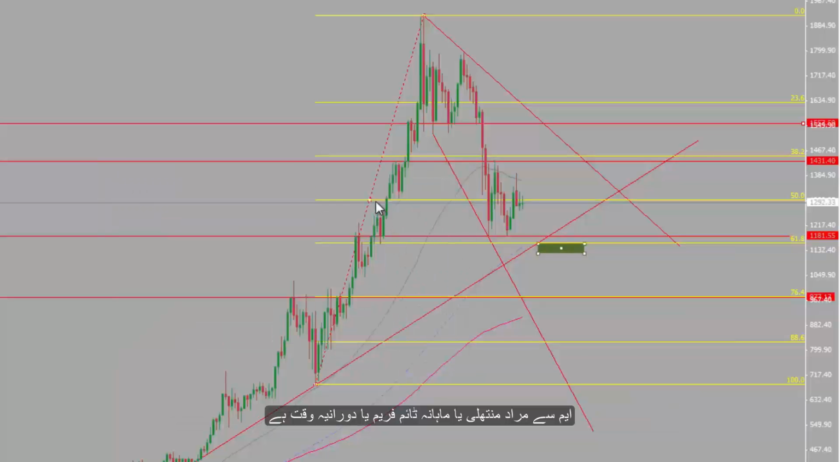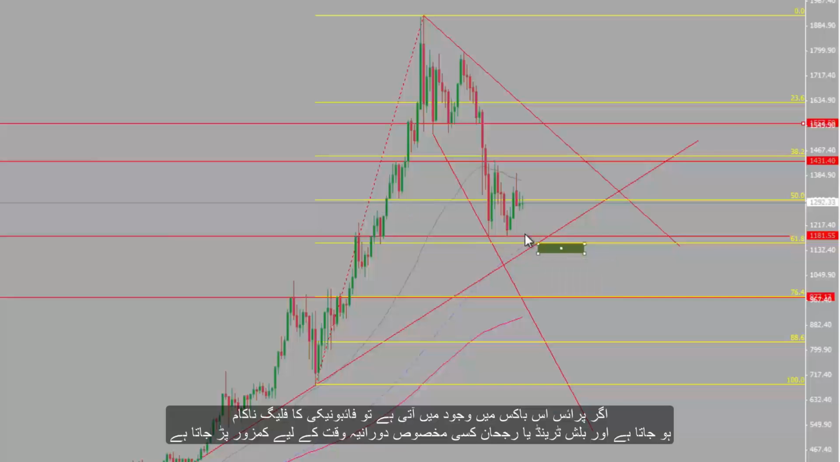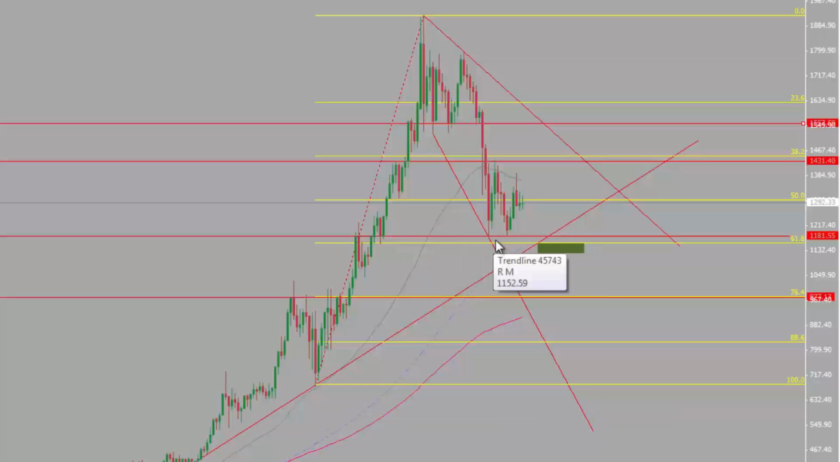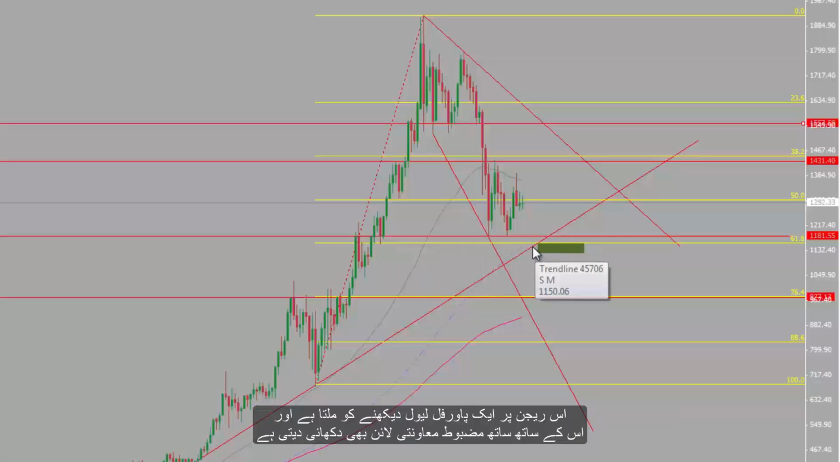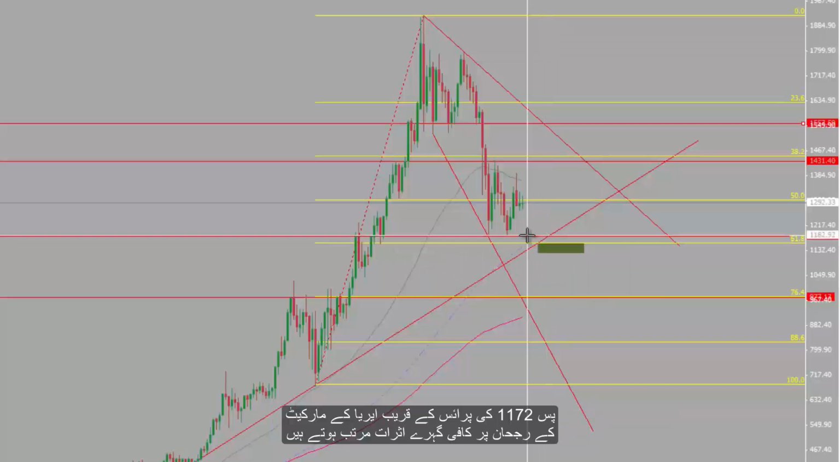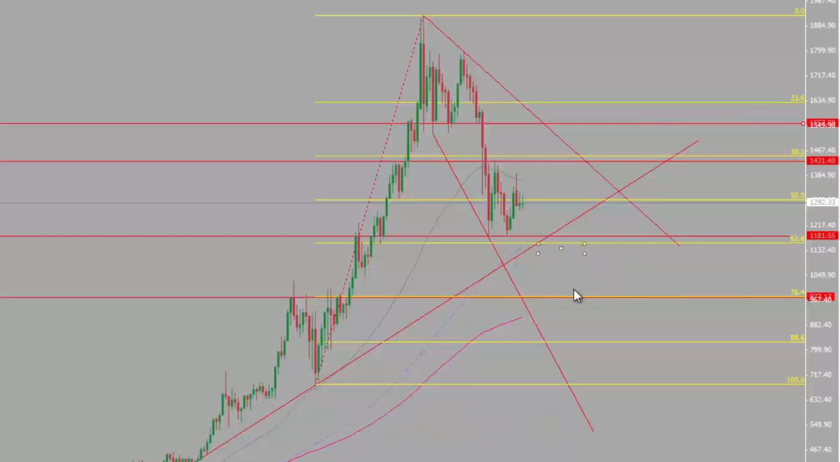time frame. If the price forms in this box, then a flag of Fibonacci is failed, and a bullish trend will be weakened for a certain period of time. On this region, there is a powerful level as well as a strong support line. Thus, the area around the price of 1172 would have a considerable influence on the market trend.